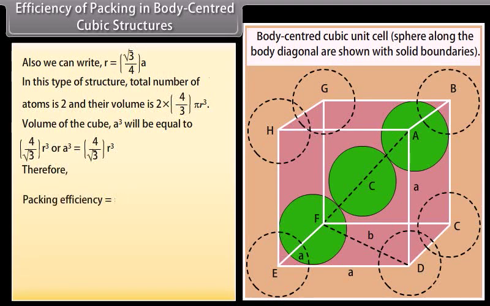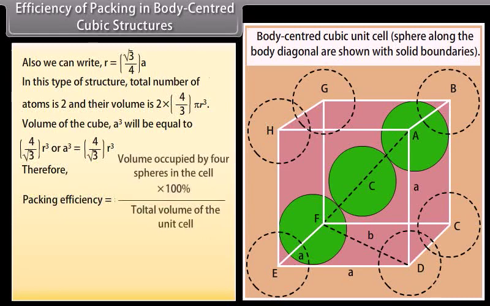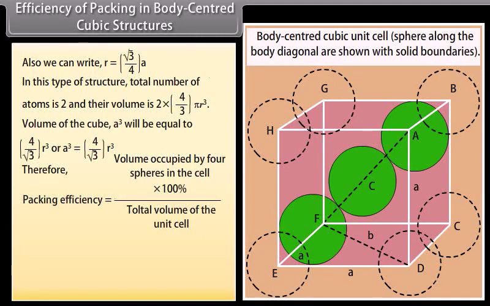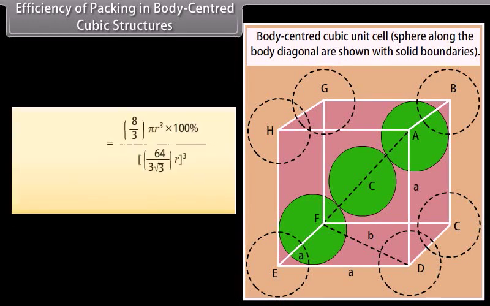Therefore, packing efficiency is equal to volume occupied by two spheres in the cell × 100 upon total volume of the unit cell, which is equal to 2 × 4/3 πr cube × 100 upon (4/square root 3 r) cube, which is equal to 8/3 πr cube × 100 upon 64/(3 × square root 3) r cube, which is equal to 68%.